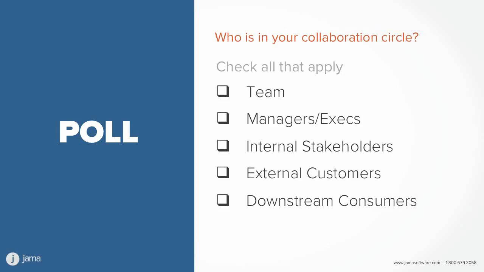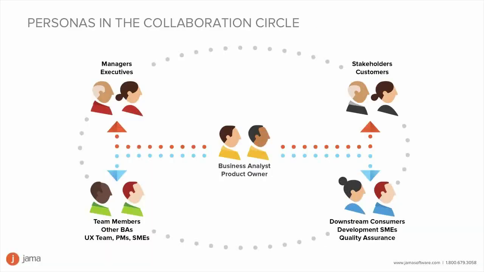So who do I see in the collaboration circle? It is those folks. And I want to talk through my view of who they are. This particular graphic just shows us in the center the business analyst, the product owner, the business systems analysts, even system engineers working in the center here. And around the circle, as it were, we have those various groups of folks that are in that collaboration circle.